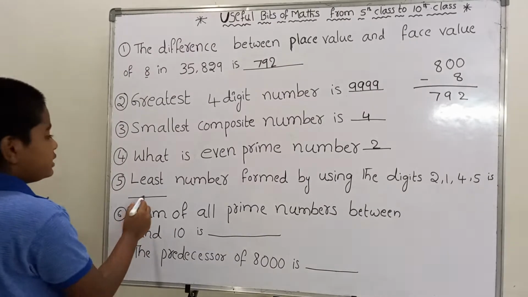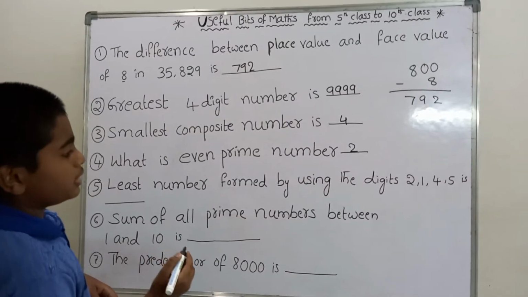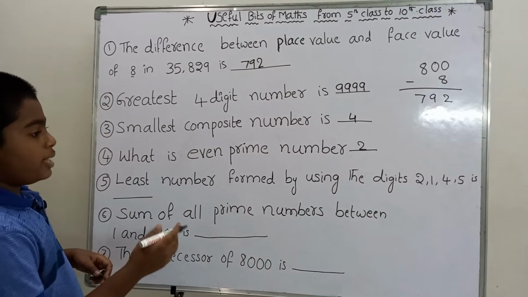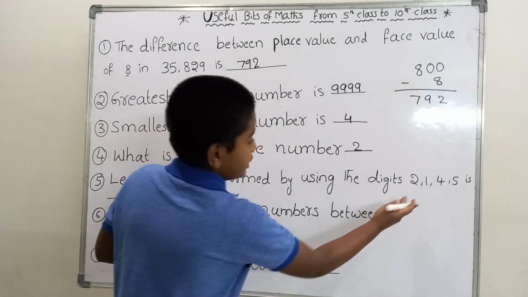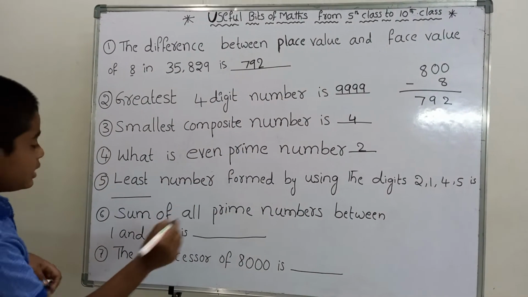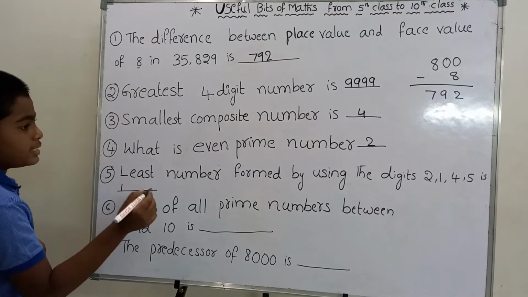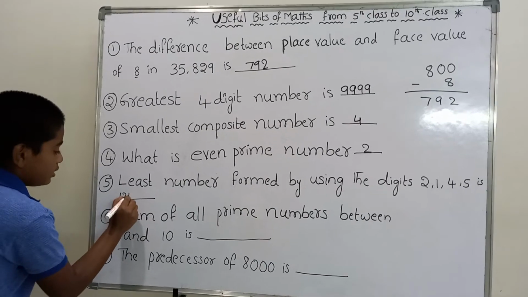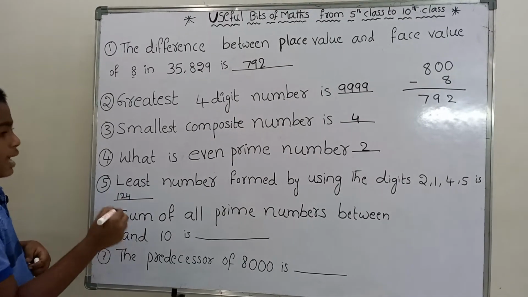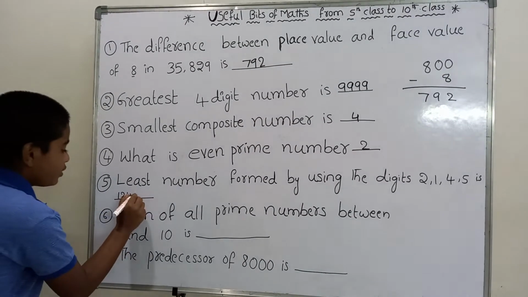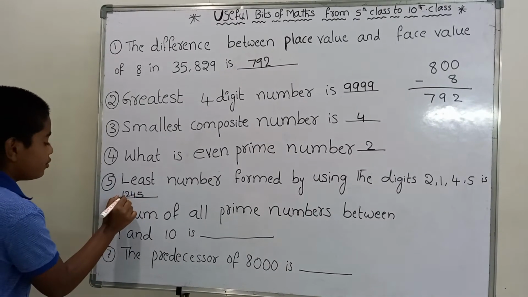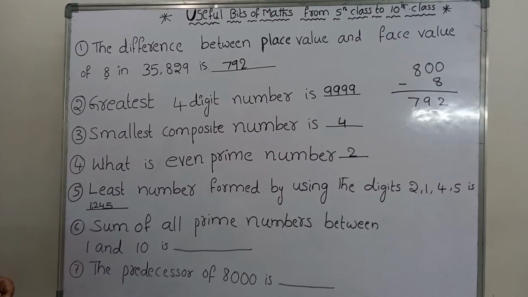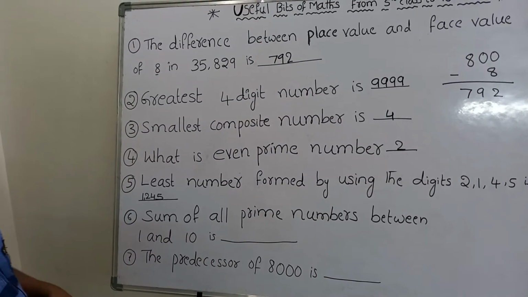The next question is the least number formed by using the digits 2, 1, 4, 5. To form the least number using these digits, first we write the least digit among them, which is 1, then the second least, that is 2, then 4, and last the highest number, 5. So the answer is 1245.